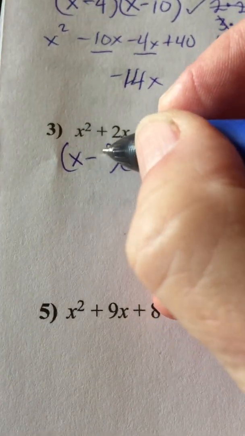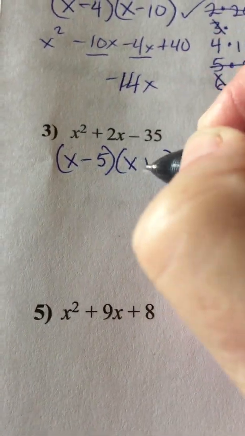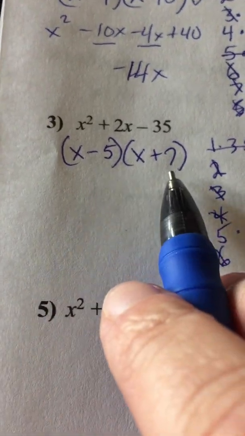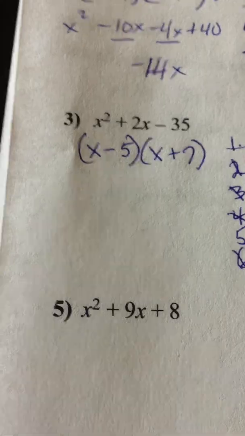So negative 5 plus 7 did work. So this is negative 5, and this one's a positive 7. Now, could I put the positive 7 in this one and the negative 5 in that one? Sure. Order won't matter on multiplication.